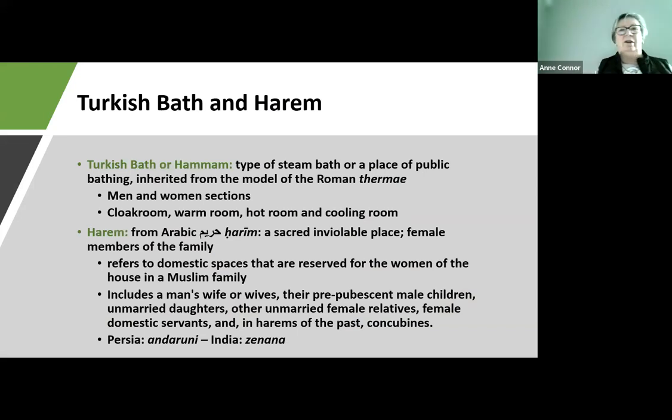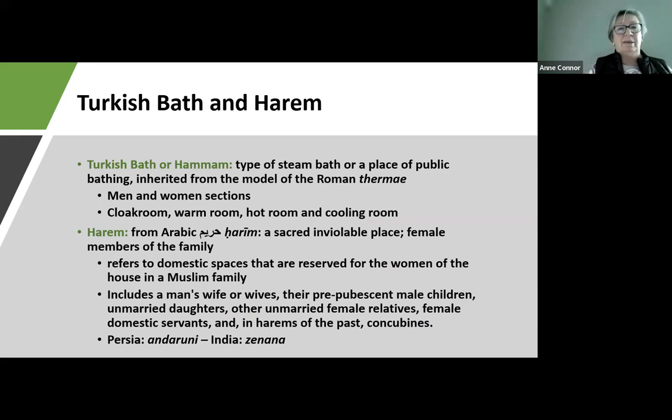So let's talk about the Turkish bath and harem to kind of straighten up this situation. The Turkish bath or hammam is a type of steam bath or place of public bathing that is inherited from the model of the Roman thermae. Some were just dedicated to men, but many had two sections, a section for men and a section for women.